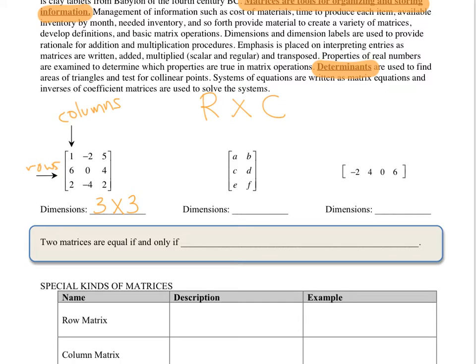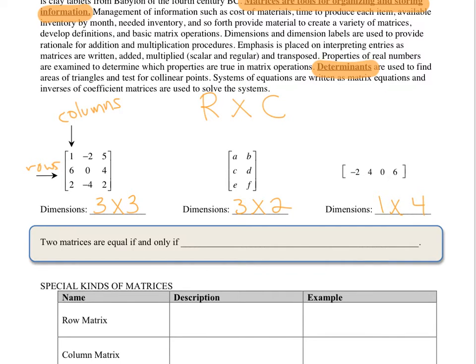In this next one, there happen to be 3 rows and 2 columns. So the dimensions of this would be 3 by 2. And in this last one, although there are only one number each, there are 4 columns in this matrix and only 1 row. So this would be 1 by 4, rows by columns.